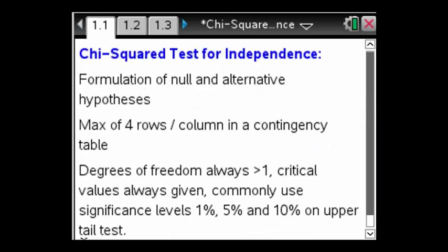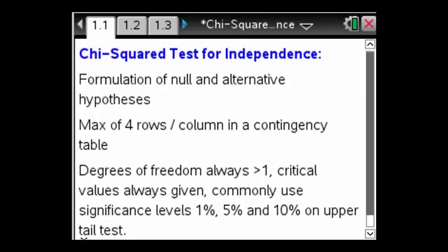The next thing that we're going to look at is the chi-squared test for independence. This test is applied when you have two categorical variables, for example, gender and eye colour, and this comes from a single population. The reason we use this test is to determine whether or not there's a significant association between those two particular variables.